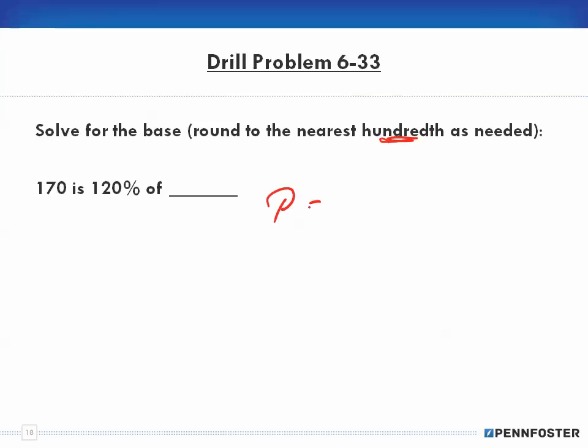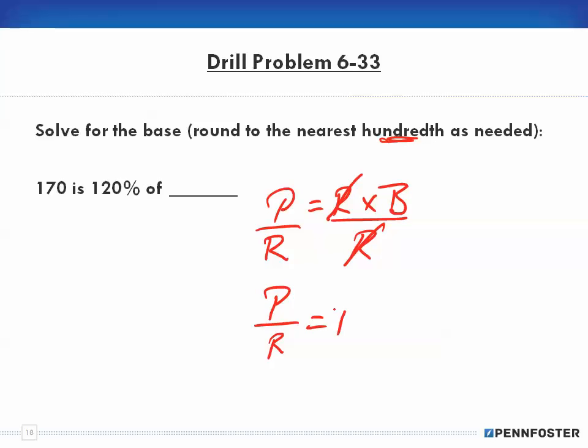Well, if I have my portion is equal to the rate times the base, and I want to isolate the base on one side of the equal sign, that means I have to divide both sides by the rate. This way the rates will cancel out, and I'll be left with the base on one side of the equal sign. So that ends up being our formula. The base is equal to the portion over the rate.